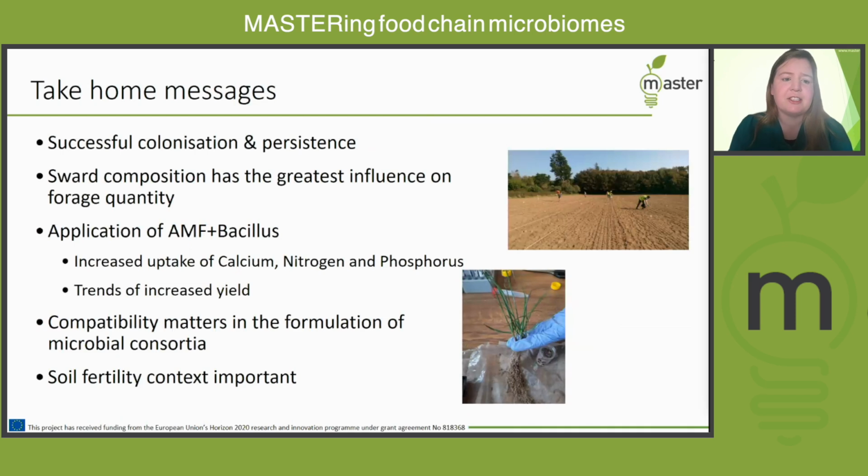Our key take-home messages were, yes, we could get successful colonization of these strains, and they did persist. We found in terms of yield, sward composition had the biggest effect on yield, but for some consortiums, so for example, our AMF applied in concert with the Bacillus, we did get increased uptake of calcium, of nitrogen and phosphorus, and trends of increased yield.